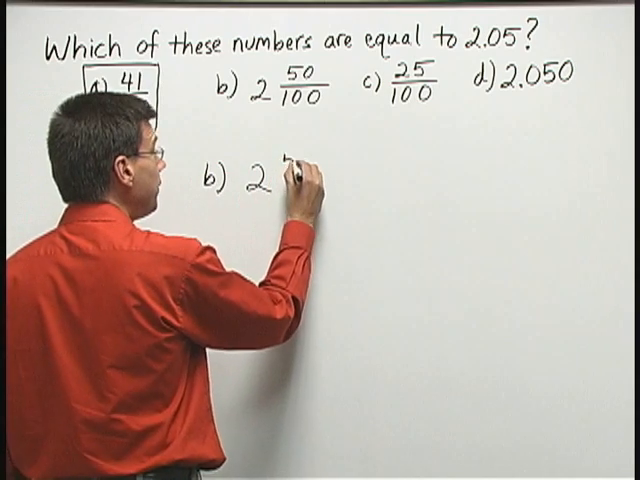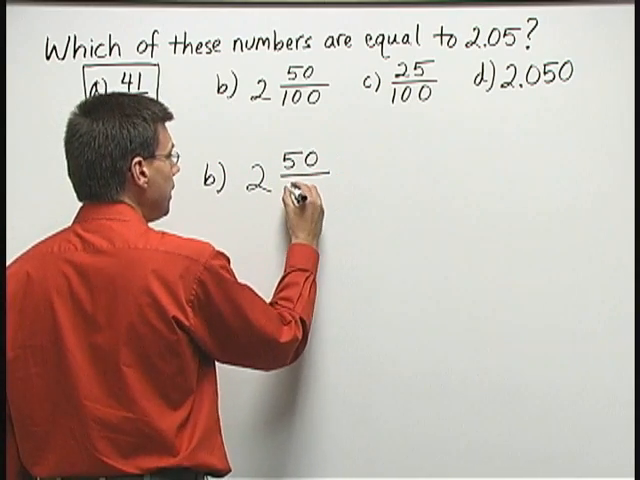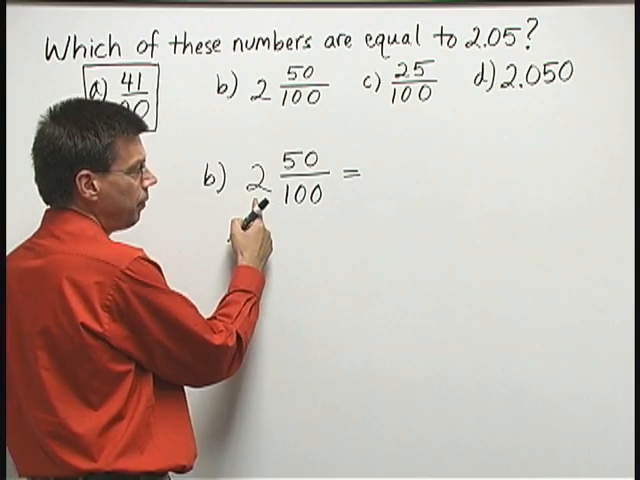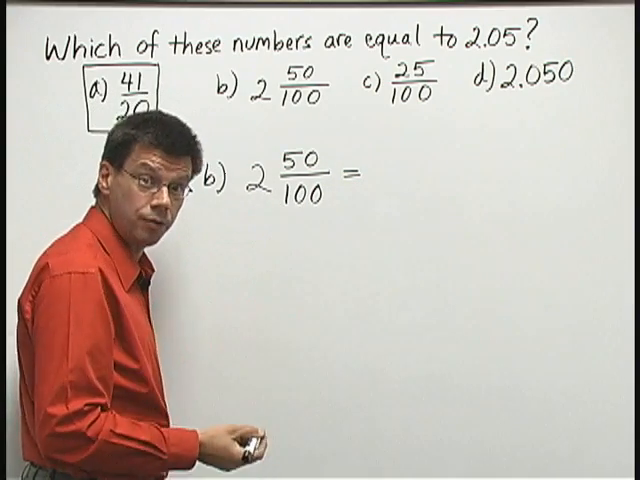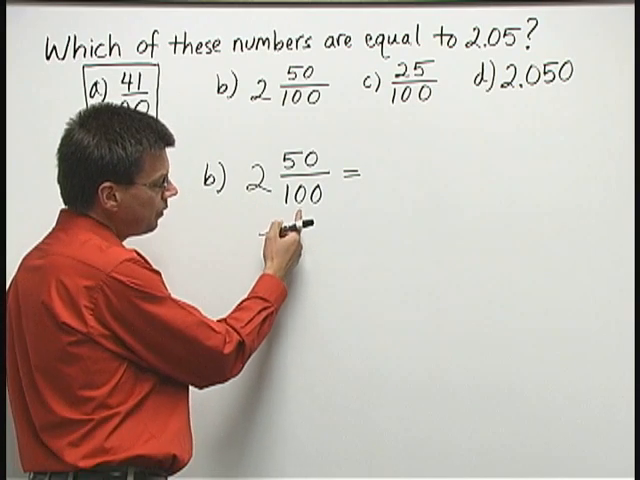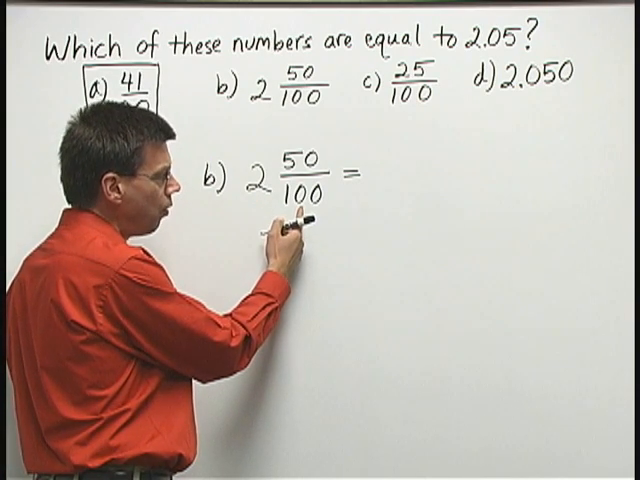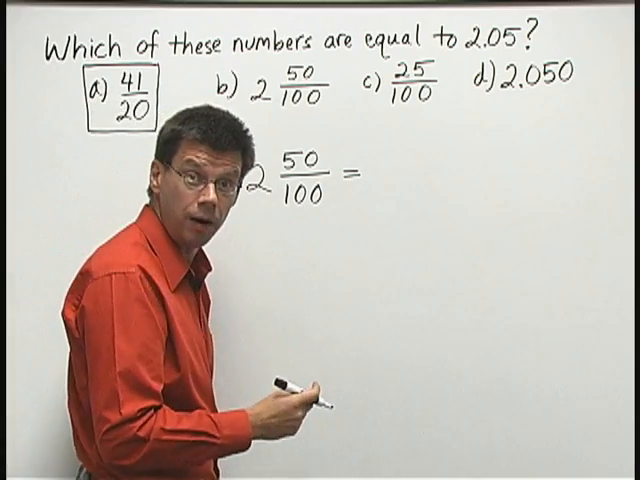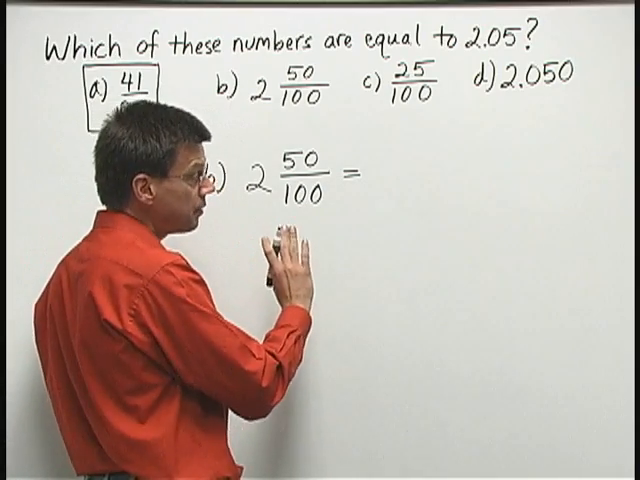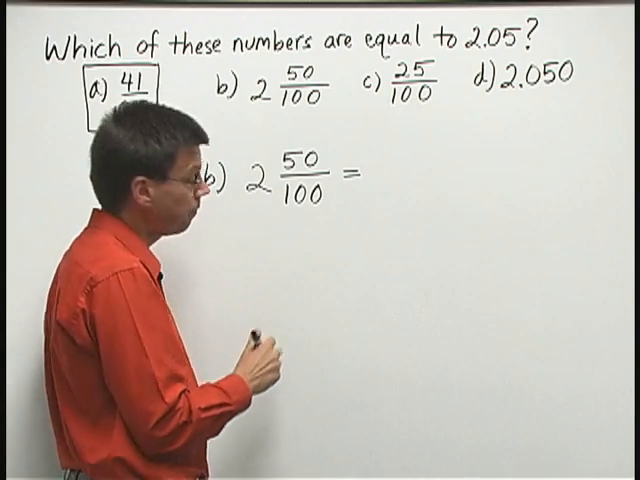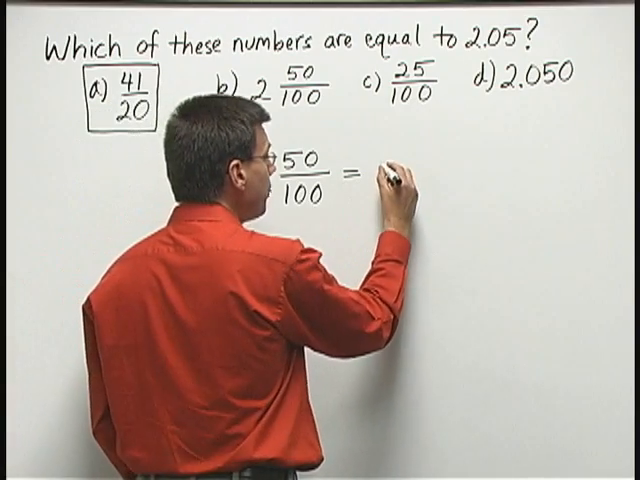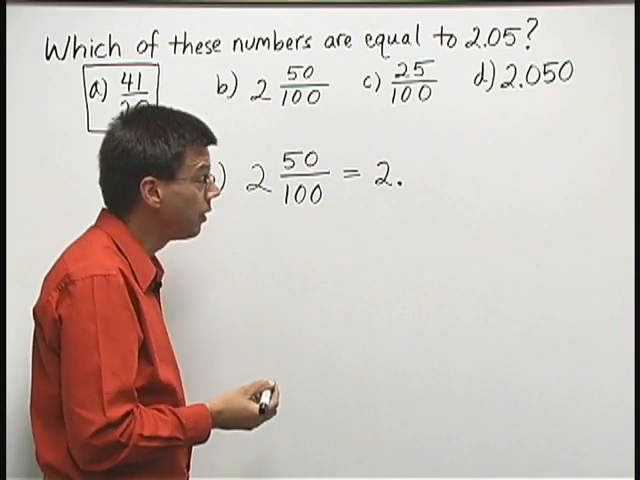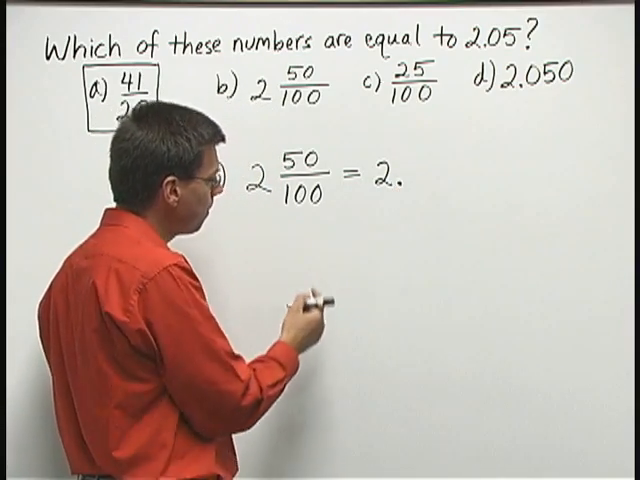Now 2 50/100ths is a mixed numeral. 2 is the whole number part, and 50/100ths is the fraction part. The fraction part is less than 1 whole, so we know in decimal form the fraction part will only contribute to the decimal to the right of the decimal point. The 2 will go in front of the decimal point. That 2 whole is like 2 ones. So we have 2 point.